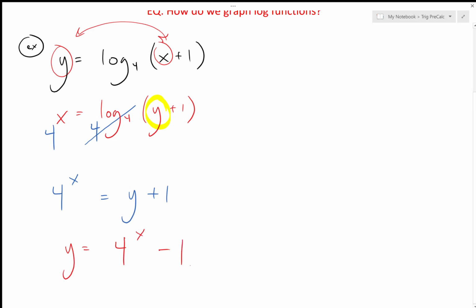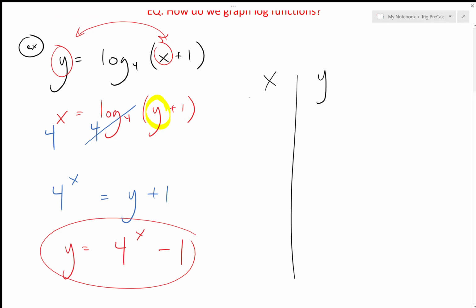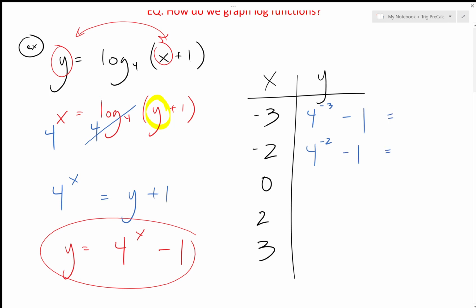And so now this is in exponential form. And we're going to graph that like we've done before, with our xy table. And we're going to use those major numbers, -3, -2, 0, 2, and 3, plugging all those in for x, and we're going to get y values. And we're going to save ourselves a little bit of time. Now, if you plug in all these, it's 4 to the -3, then that whole thing minus 1. Same thing here, 4 to the -2, and then that whole thing minus 1. Let's go ahead and just display these answers.